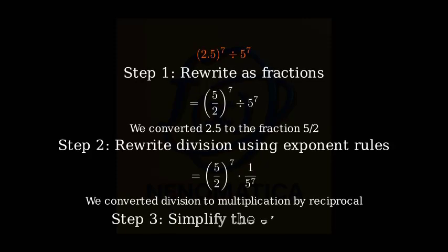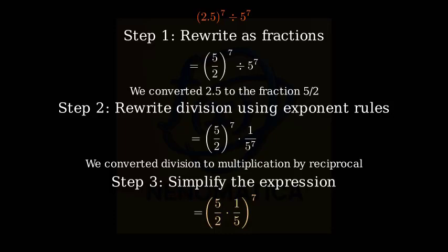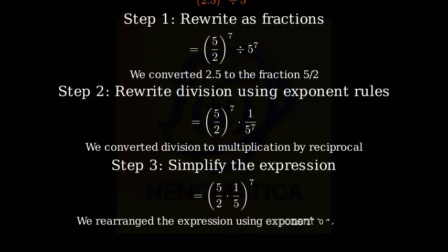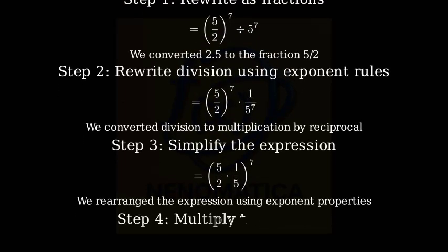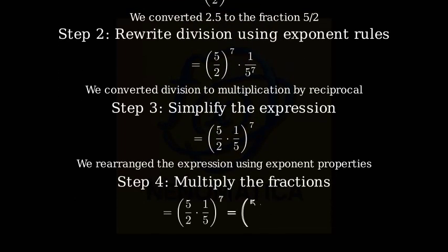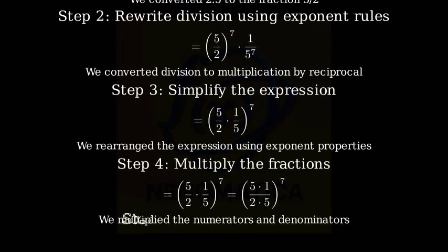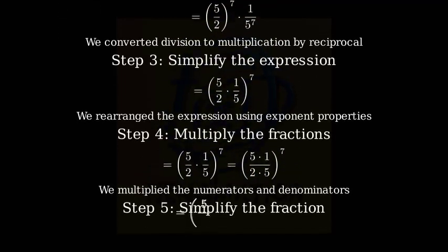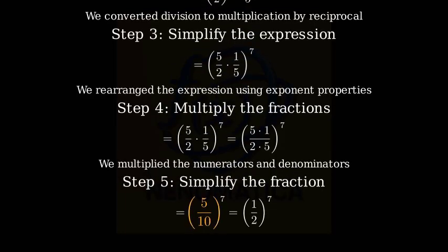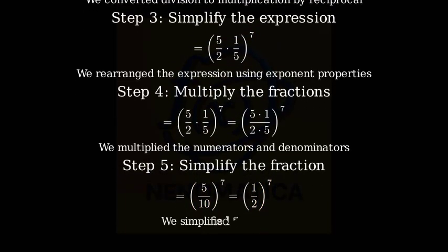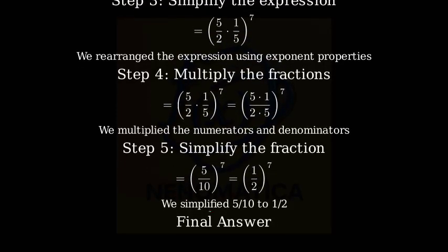In step 3, we'll combine the fractions. When we have a fraction raised to a power, we can apply the exponent to both the numerator and denominator. For step 4, we'll multiply the fractions inside the parentheses. In step 5, we'll simplify the fraction inside the parentheses. And for our final answer, the power of 1/2 to the 7th is equal to 1 divided by 2 to the 7th power, or 1.